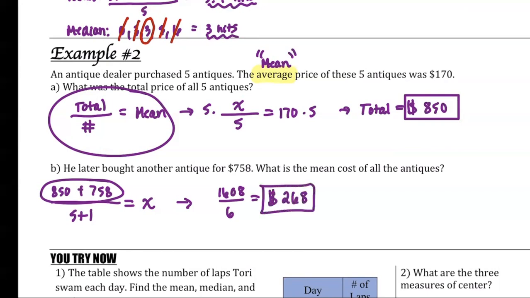Now, one thing that I can tell from this is that if we compare the means, the mean of the first one was 170. The new mean is $268. Since my mean raised, one thing that I know for a fact is that this antique was more than all the other antiques individually. If the average is 268, but it used to be 170, that means we raised the general mean price of everything, which means all the other antiques had to be cheaper than this one really was.